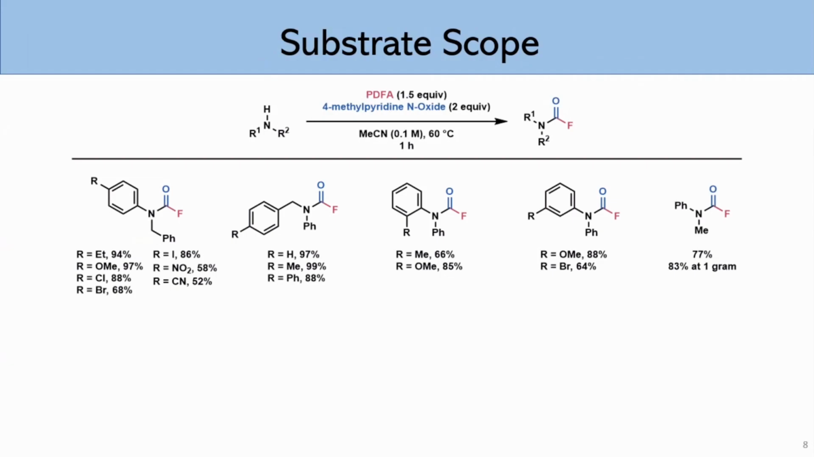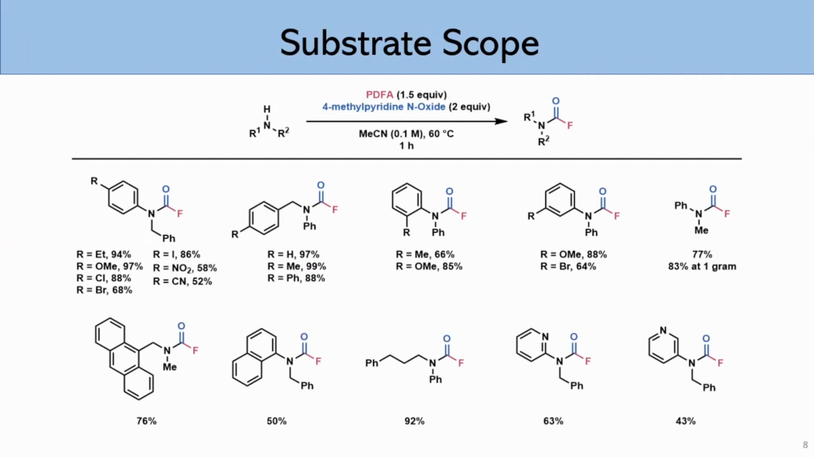If you have an ortho-methyl group that blocks your nitrogen site, your yield drops to 66%. However, an ortho-methoxy only drops the yield to about 85%. So the electronics seem to outcompete the sterics in that case. Meta positions are tolerated well. This N-methylaniline works relatively well also, but we can scale that up to 1 gram, where we actually see a slight increase in the yield consistently.